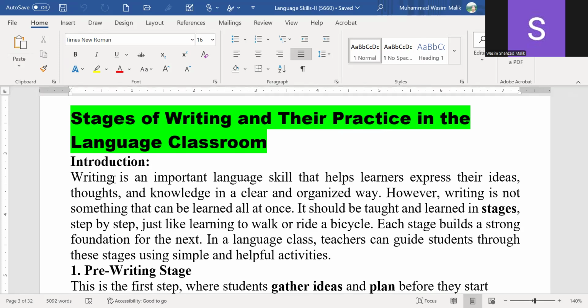Each stage builds a strong foundation for the next. In a language class, teachers can guide students through these stages using simple and helpful activities.